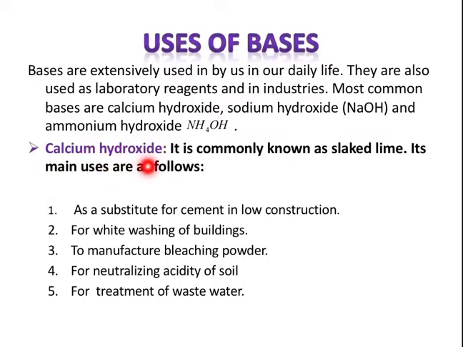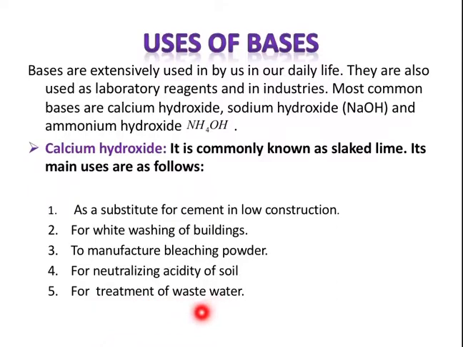Calcium hydroxide is commonly known as slaked lime. Its main uses are: it is used as a substitute for cement in low-cost construction. It is also used for whitewashing of buildings, to manufacture bleaching powder, for neutralizing the acidity of the soil, as we already know that when acids and bases react, they neutralize each other, and for the treatment of wastewater.